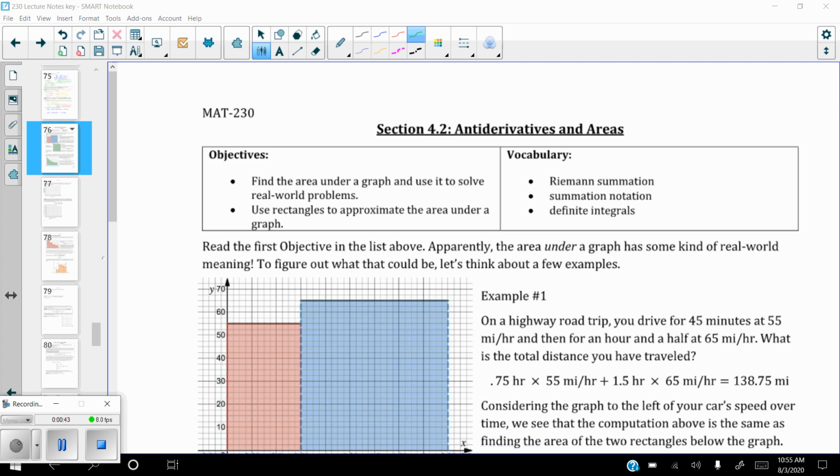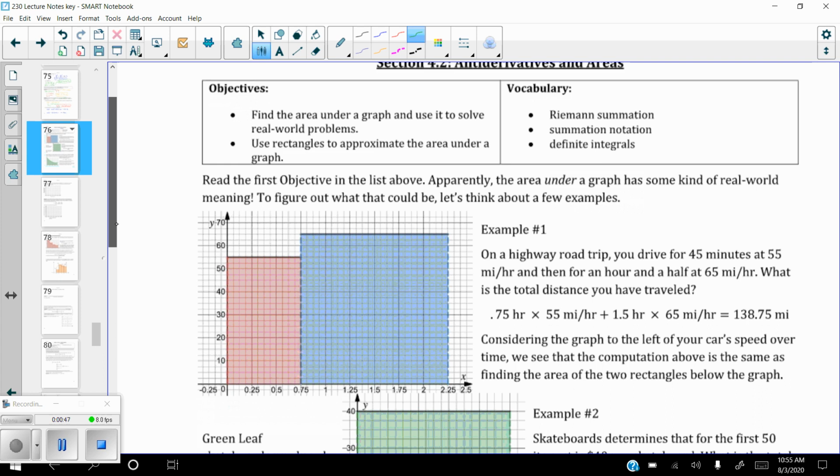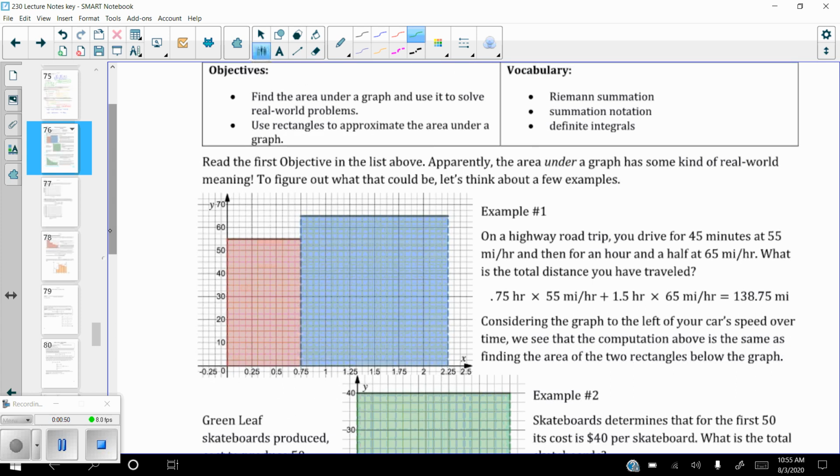Okay, so if we look at the first objective, finding the area under a graph and using it to solve real-world problems, apparently what that's telling us is there is some kind of a correlation to real-world meaning of the area under a graph. Now notice that the word under is in italics, because we say under, but what we really mean is below the graph but above the x-axis, or between the graph and the x-axis is probably the best way to say it.